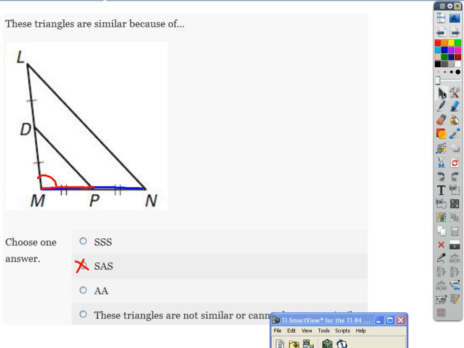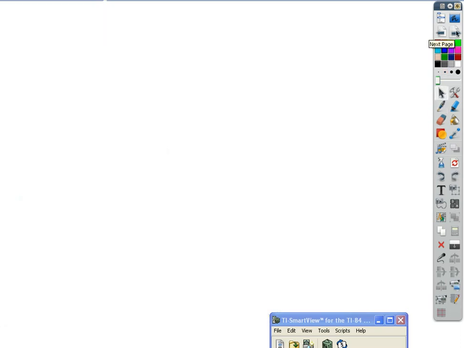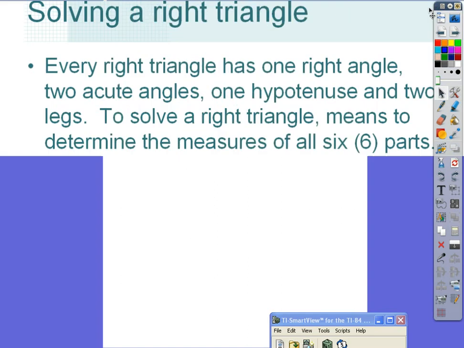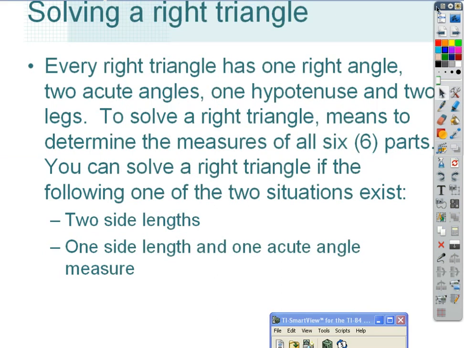Okay? It doesn't seem like this is enough information, but if we're given either 2 side lengths, that's all we need, or if we're given 1 side length and 1 acute angle, so 1 angle other than the right angle, that's all I need to fill in all the rest of the right triangle. Okay, how is that possible? Well, let's look at 2 examples.